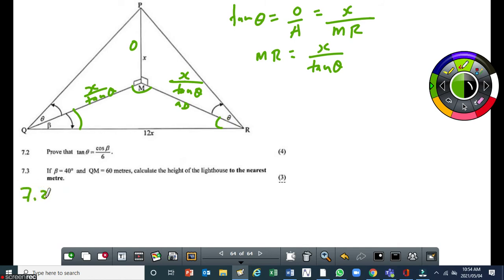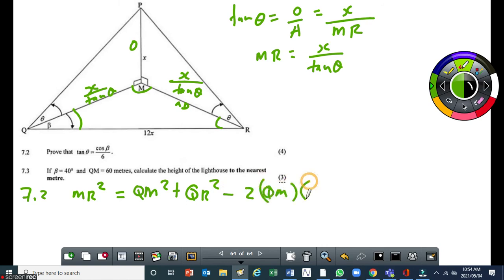I'll say here the length of MR, I can write that as MR squared is going to be equal to, I'm going to use the cosine rule. MR squared is going to be equal to QM squared plus QR squared minus 2 times QM times QR times cos beta.